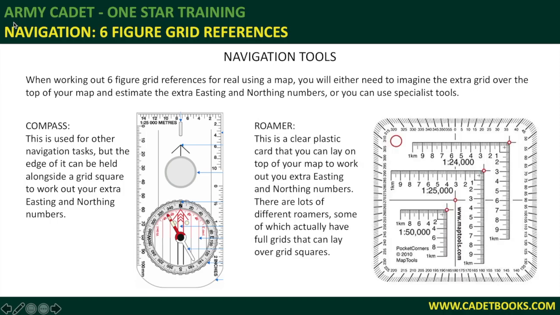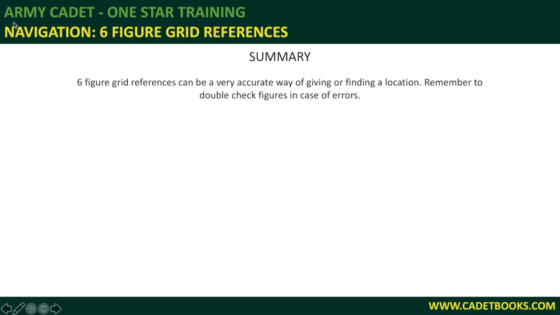A roamer. This is a clear plastic card that you can lay on top of your map to work out your extra easting and northing numbers. There are lots of different roamers, some of which actually have full grids that can lay over grid squares. Summary. Six-figure grid references can be a very accurate way of giving or finding a location. Remember to double check figures in case of errors though.